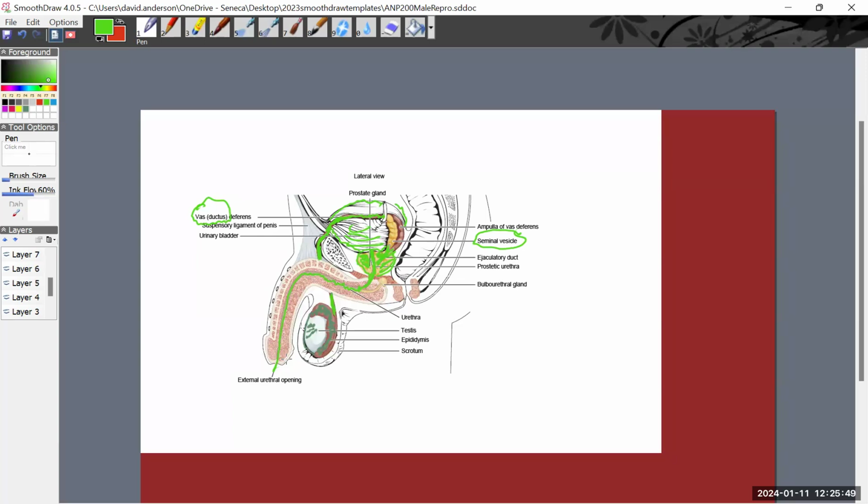But what this represents now is a direct duct system from the testes to the organ that's responsible for ejaculation, the penis. So this represents a continuous duct system that will ultimately deliver spermatozoa from inside the body to outside the body. The final gland is the bulbourethral gland. So we have a prostate gland, the seminal glands or vesicles, and the bulbourethral gland. And this is our bulbourethral gland.